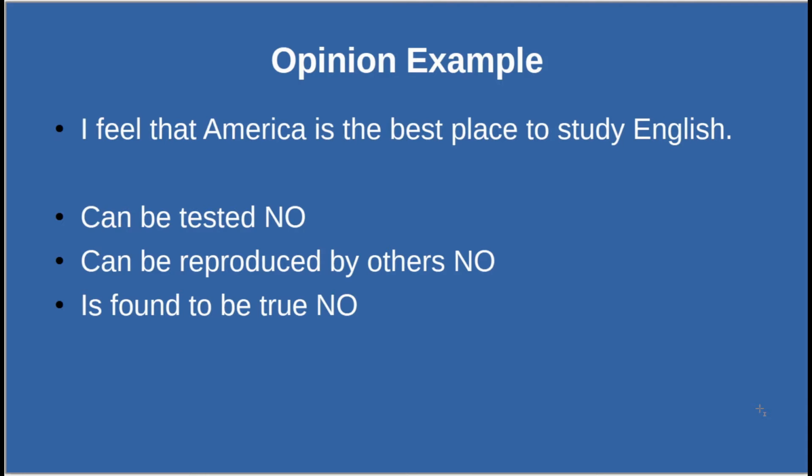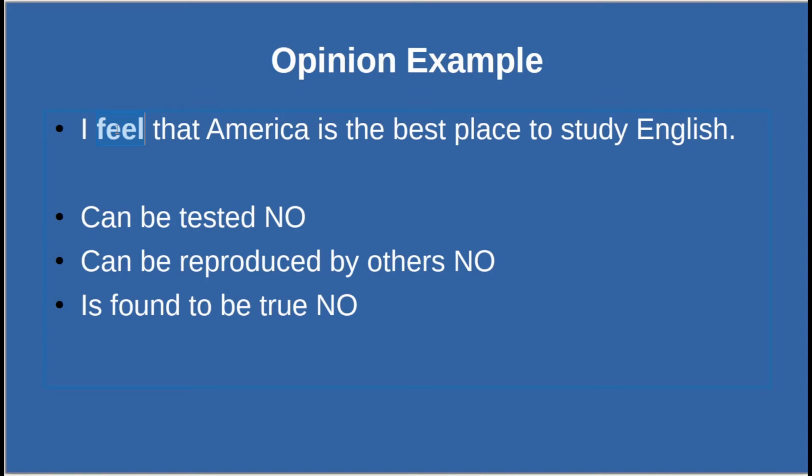I feel that America is the best place to study English. Now, this is the word that gets people in trouble. When we're talking about people's feelings, we're talking about how people are interpreting the world. It's their interpretation of what's happening around them that is making them feel a certain way, perhaps.